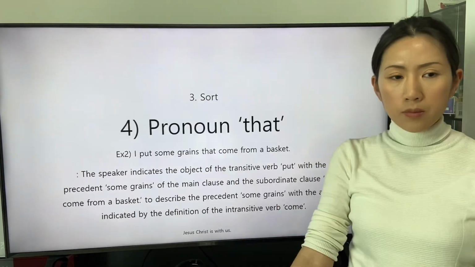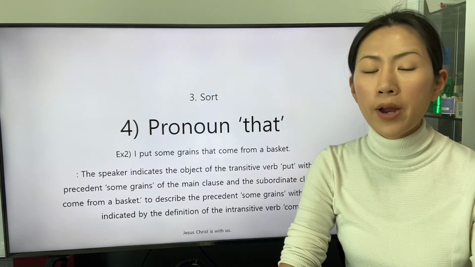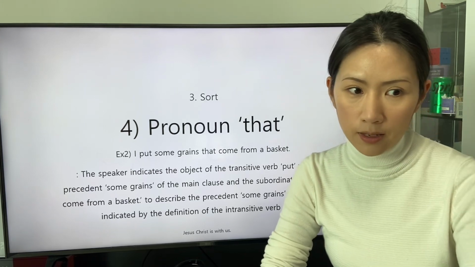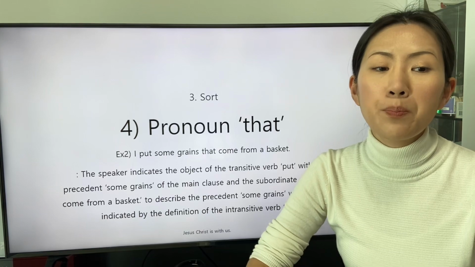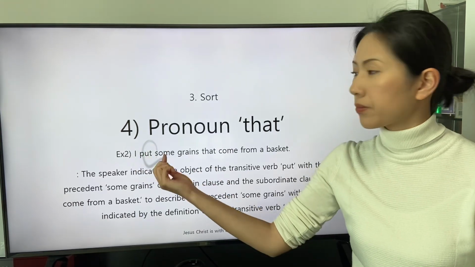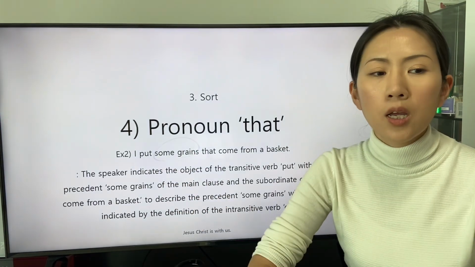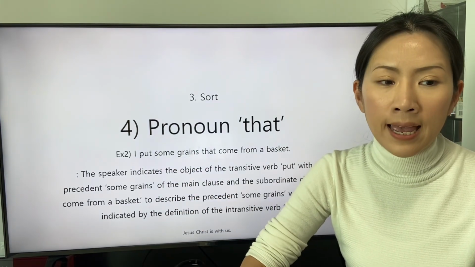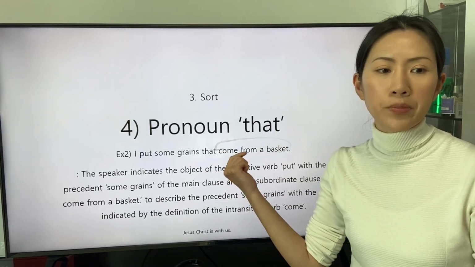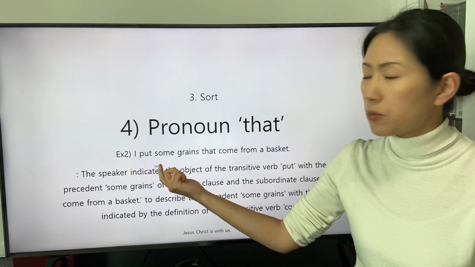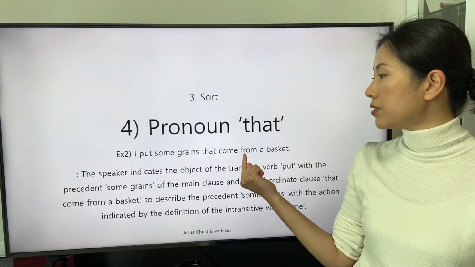The second sentence is this: I put some grains that come from a basket. The speaker indicates the object of the transitive verb put with the precedent some grains of the main clause and the subordinate clause that come from a basket to describe the precedent some grains with the action indicated by the definition of the intransitive verb come.